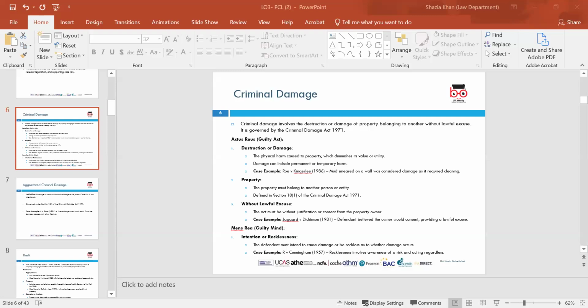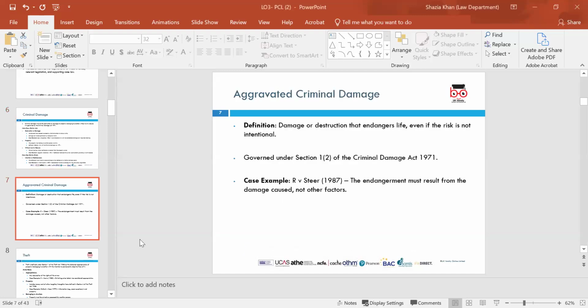And also the case examples for this were the case of Rowe and Kinnelly, 1986, where mud smeared on a wall was considered damage as it required cleaning. In regards to Jaggard and Dickinson, 1981, the defendant believed the owner would consent, providing a lawful excuse. And then the popular case, which we mentioned in Learning Outcome 2 as well, is R and Cunningham, 1957, which involves awareness of a risk and acting regardless of that risk.